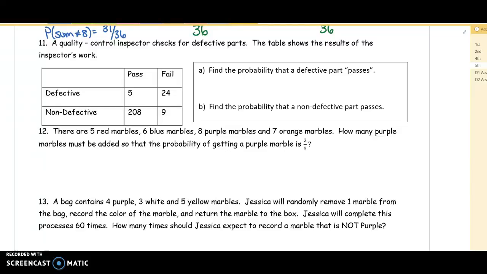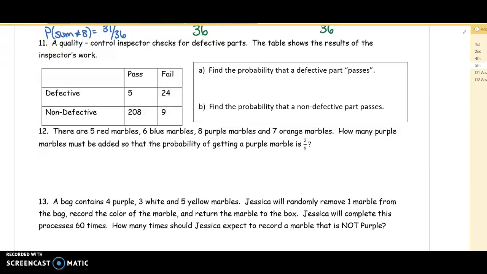So to explain this table a little bit, this inspector looked at a whole bunch of parts, and some of them ended up being defective. Of the parts that ended up being defective, 5 of them passed his inspection, 24 of them failed his inspection. Of the parts that ended up being non-defective, 208 of them passed his inspection, 9 of them failed his inspection. So find the probability that the defective part passes.